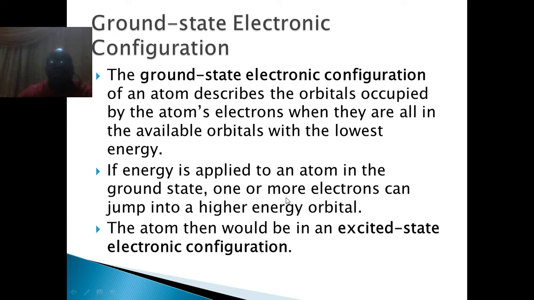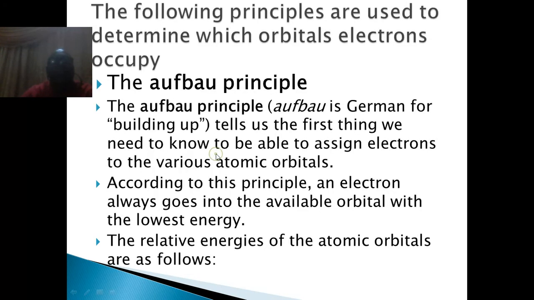If energy is applied to an atom in the ground state, one or more electrons can jump into a higher energy orbital. The atom then would be in an excited state of electronic configuration. When you apply energy and an electron gains energy and jumps up, then we say the atom has become excited. So now it's in an excited state.